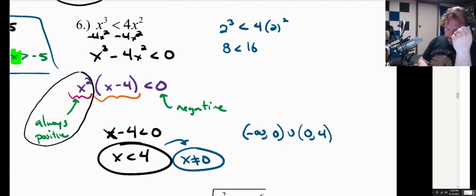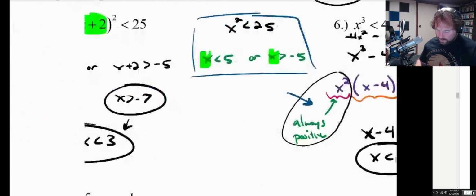So I guess that comes out of this part of the answer anyway, doesn't it? If this was a less than or equal to sign up here, then we'd be golden. It would be all numbers, but the less than sign makes the 0 not work.